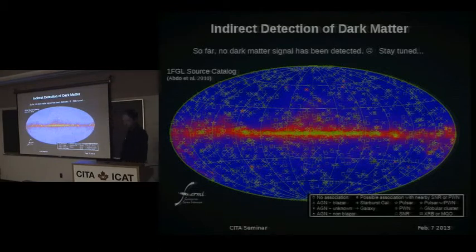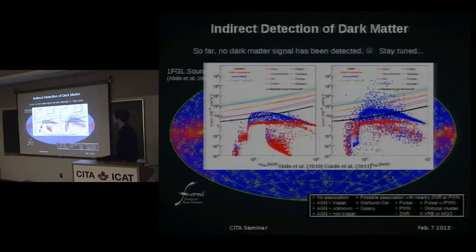Of course, then in the absence of a signal, you can make exclusion plots. So this is now from looking at the annihilation signal at the locations of dwarf galaxies, where you know there should be a large amount of dark matter, and then an expectation for how much luminosity they should be producing, and then converting the absence of a signal in Fermi into exclusion limits.